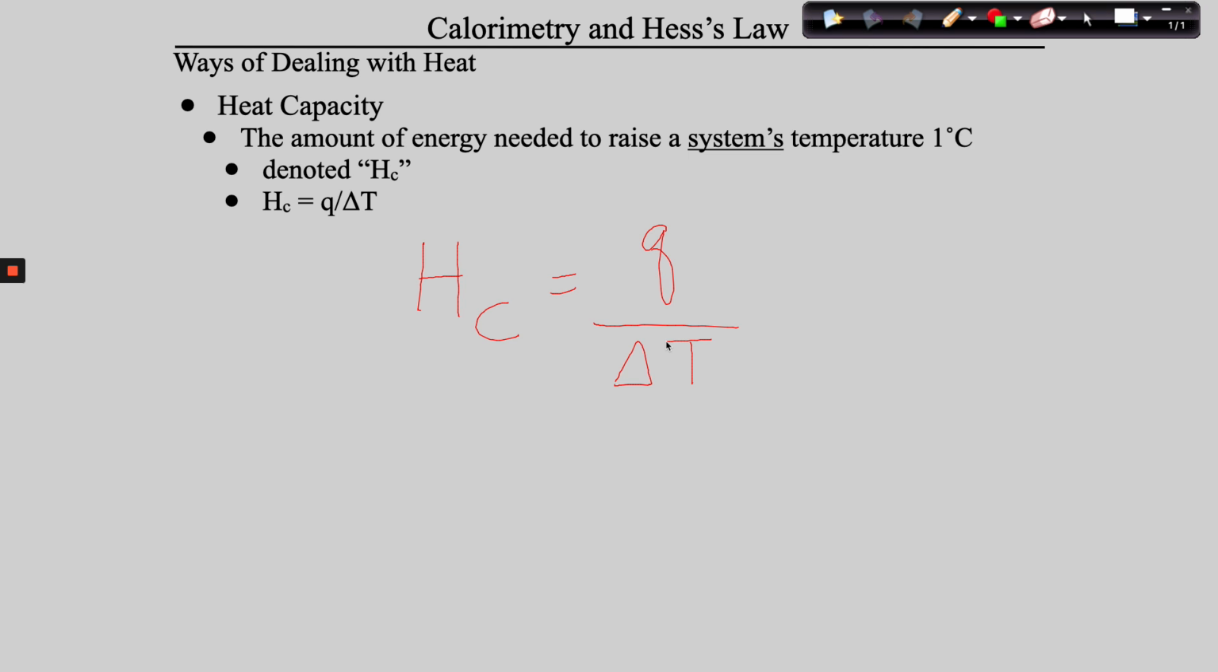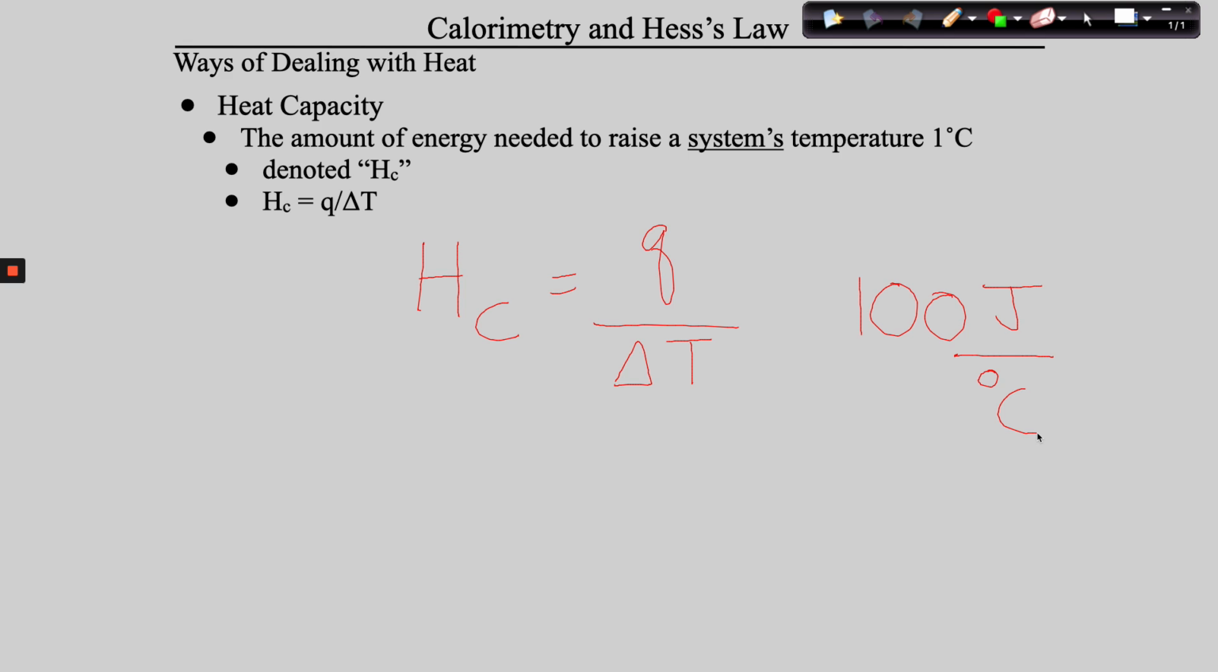So you ready? Imagine that we have a system and we dump 1,000 joules of energy into the system and the temperature goes up 10 degrees. What's H sub C? 1,000 joules, 10 degrees. 100, right? So that would be 100 joules per Celsius degree.